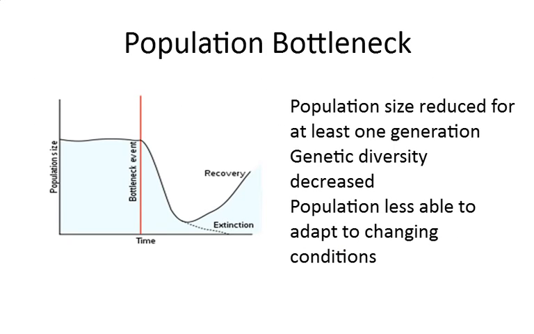Population bottlenecks are also not necessarily related to the fitness of individuals. What happens is, just like the bottleneck of a bottle reduces the flow of liquid coming through it, a population bottleneck, or a bottleneck event, is when something happens that kills off a lot of the species. Your population size is dramatically reduced for at least one generation, and you can lose a lot of your genetic diversity at this time.